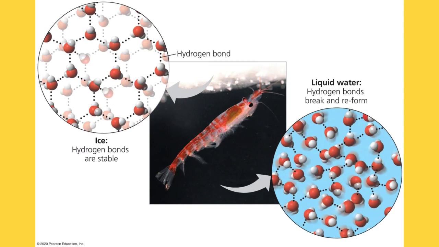If ice were more dense than water, it would sink to the bottom and lakes and ponds would freeze solid from the bottom up and nothing could survive the winter. They would all just freeze solid and die. Here, since the water freezes from the top down, the water stays liquid underneath, and our little shrimp friend here can survive the winter very happily.